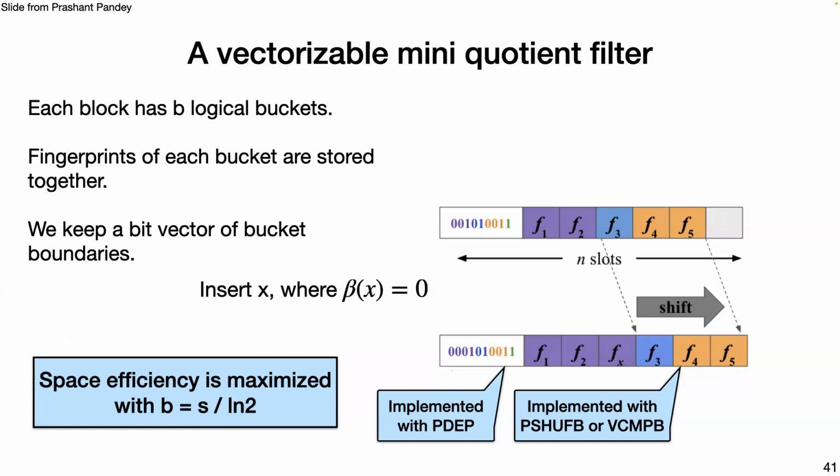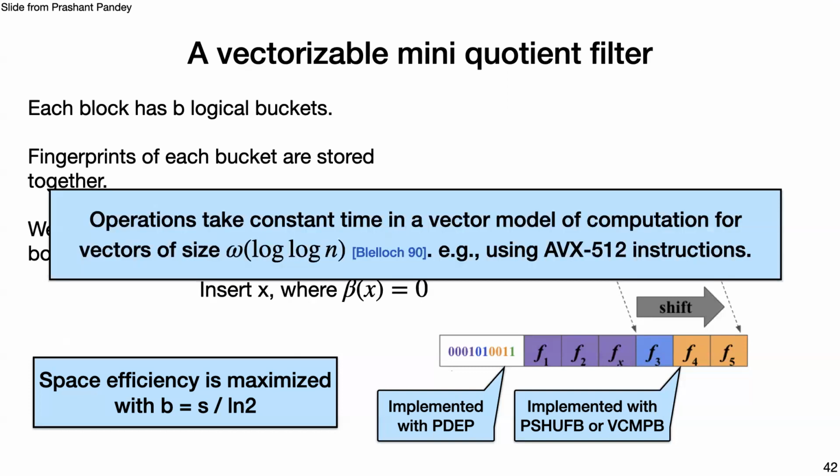And then you can implement these with vector instructions. They can prove that the space efficiency is maximized when B, the number of buckets, is s, the width of the entire thing, divided by natural log of 2. They implement them with these vector instructions, and you can show that in a vector model where the vectors are sufficiently large, you can do these shifting operations in constant time.